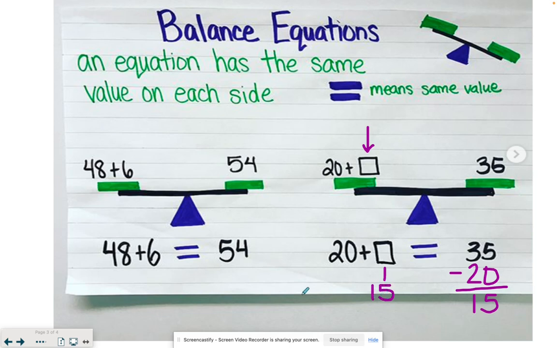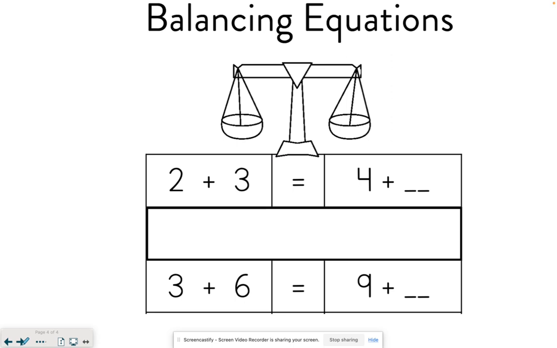I can check my work to see if both sides are balanced now. 20 plus 15 is 35, which is the answer I have on the other side. Let's try a few more examples. Here we have two examples. We have an example on the top and we have an example on the bottom. Feel free to pause the video, give it a try, and see if you can balance your equations. Resume to see if you get the answers correct.